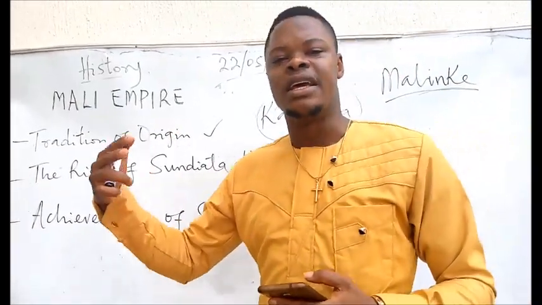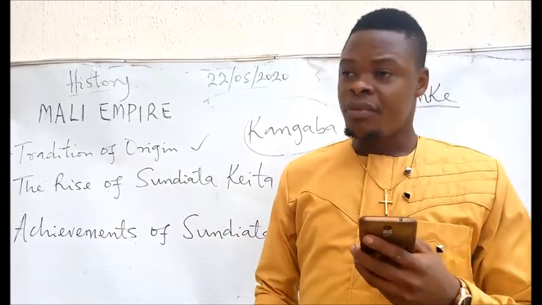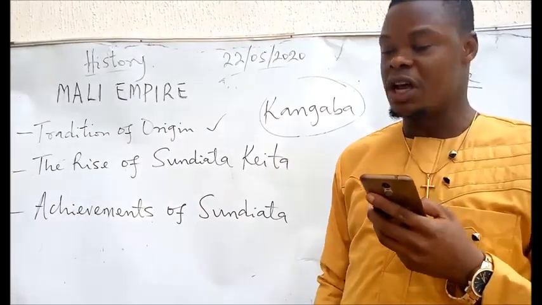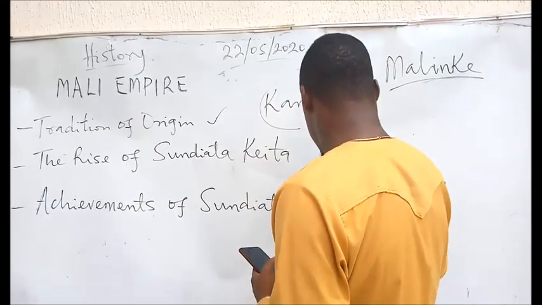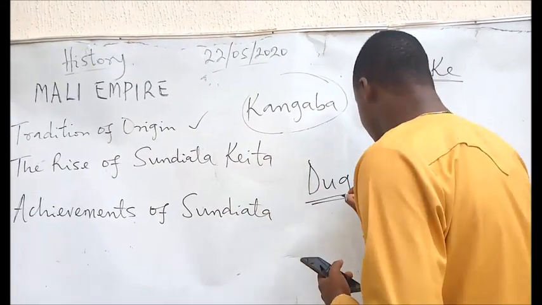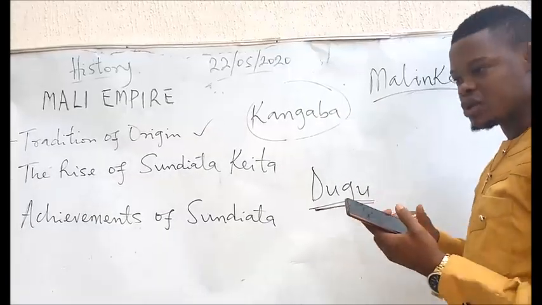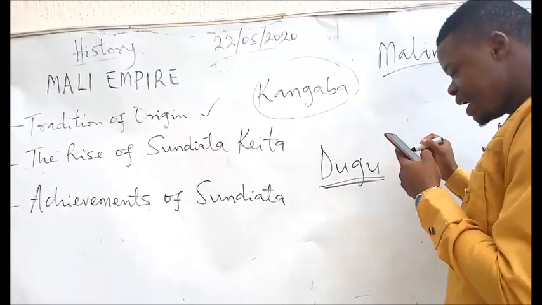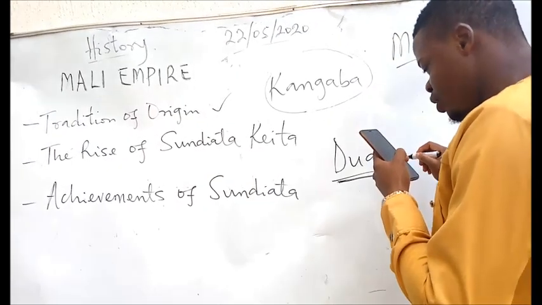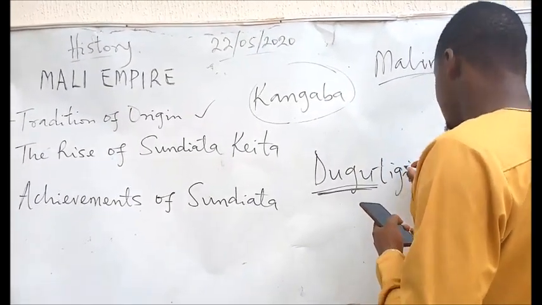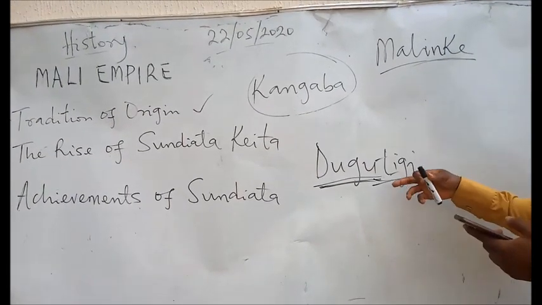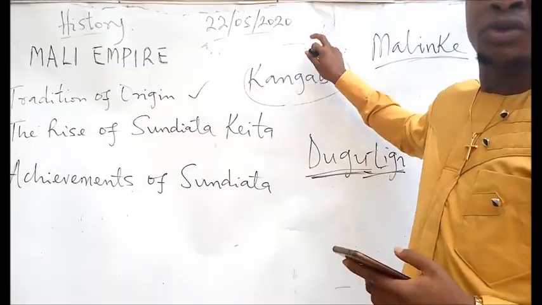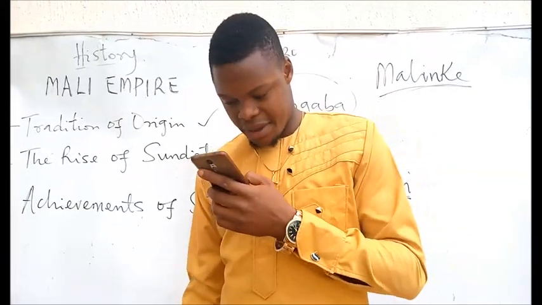Now, how did the Kangaba people come into existence? The kingdom came from the unification of small villages called Dugu. So the villages, the Dugu, came together to form this little kingdom called Kangaba. And these Dugu people were led by local chiefs that were known as Dugutigi. These chiefs governed the small clans of Dugu, and then they came together and formed the little kingdom called Kangaba.